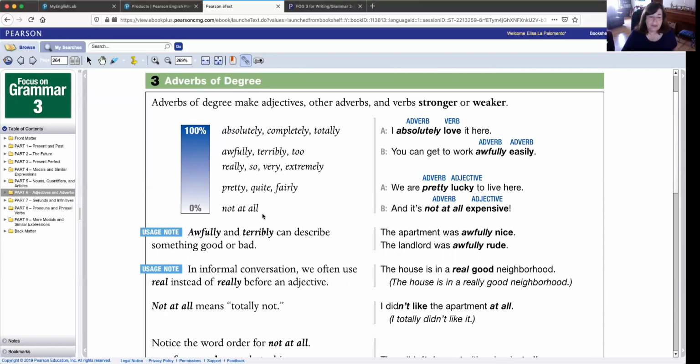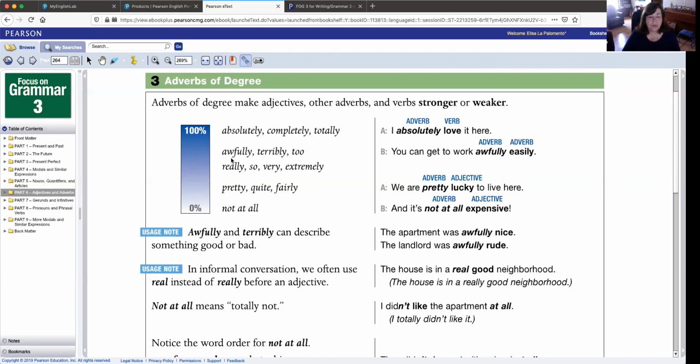So let's look at this. They have a little chart here where 100% is the top and 0% is at the bottom. And they're showing you adverbs and what they mean. So when you use the adverbs absolutely, completely, totally, you're talking about 100%. For example, I absolutely love it here. Here's an adverb describing a verb, how much do you love it here? I absolutely love it here. I 100% love it here.